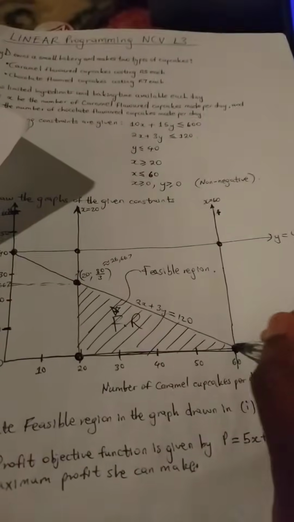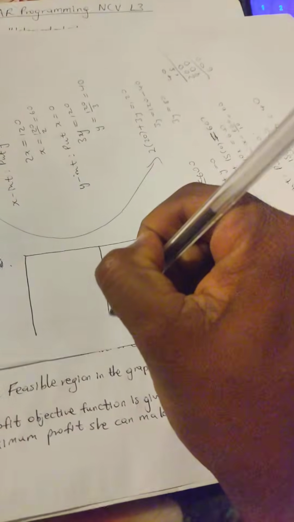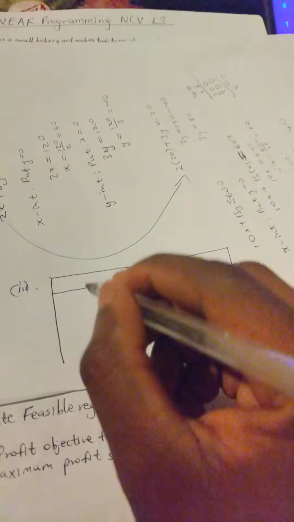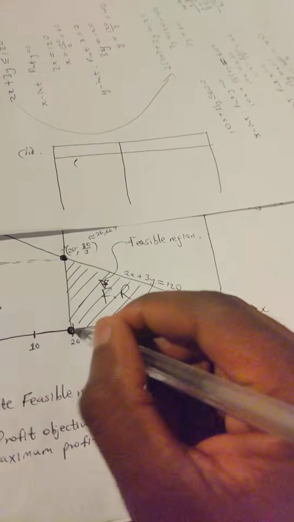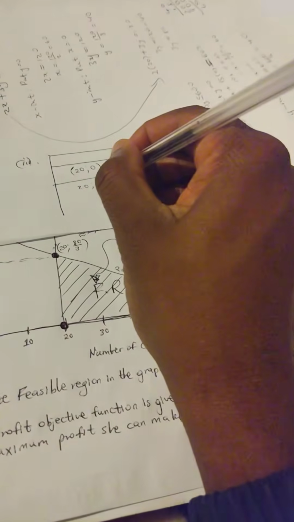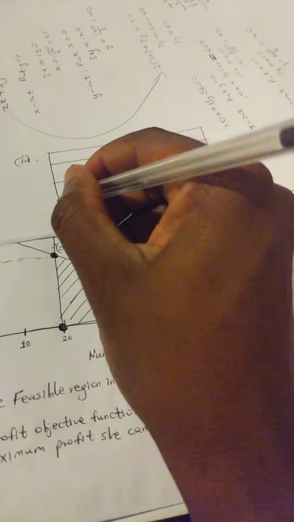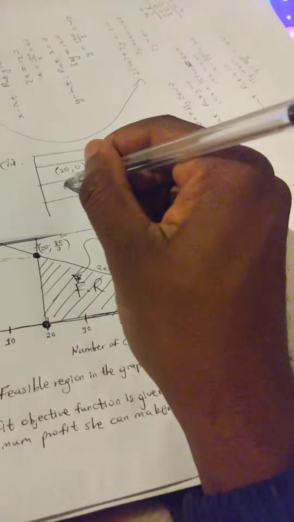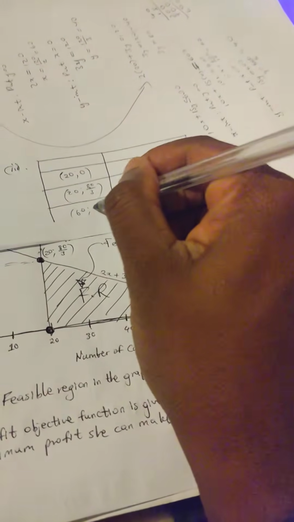And your other corner is this one of this triangle. So you're going to compare all these corners. You're going to do this. You see? So now your first coordinate of the corner is what? Is this one here. It's 20, 0. The X is 20, but the Y is 0. This is your first corner. The other corner is this one. Is 20, 80 over 3. The last one is this corner here. It's 60, 0.